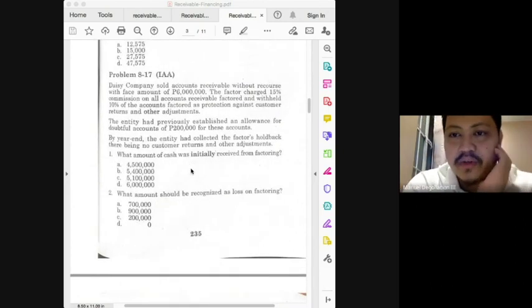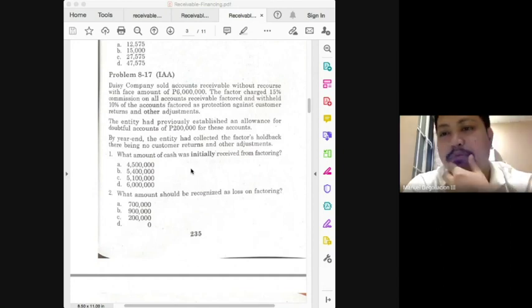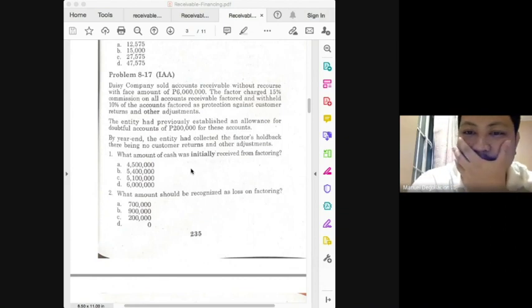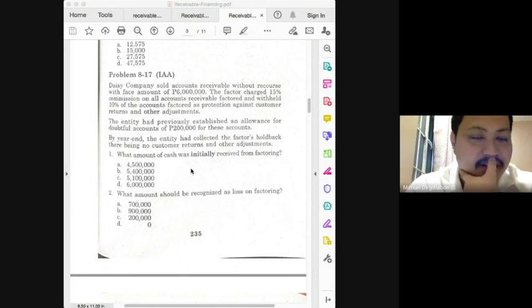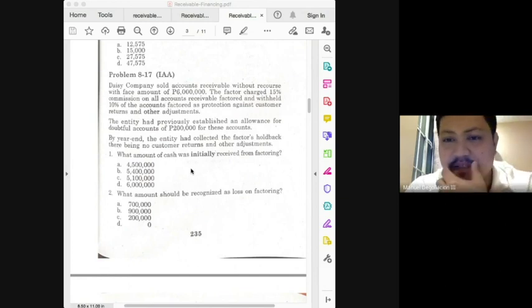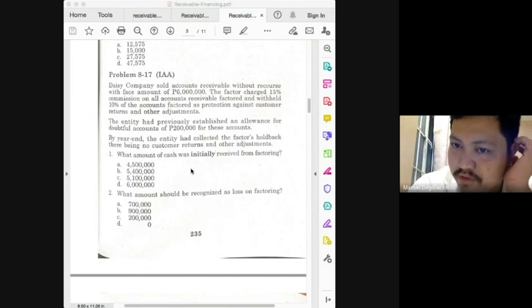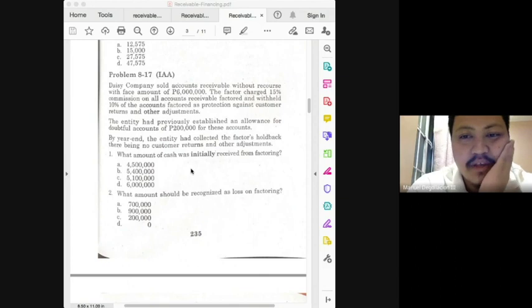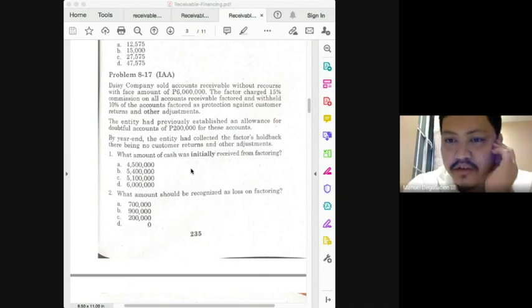8-17, the EC company sold accounts receivable without recourse with face amount of 6 million. The factor charged 15% commission on all accounts receivable factored and withheld 10% of the accounts factored as protection against customer returns and other adjustments. The entity had previously established an allowance for doubtful accounts of 200,000 for these accounts. By year end, the entity had collected the factor's holdback, there being no customer returns and other adjustments. What amount of cash was initially received from factoring?